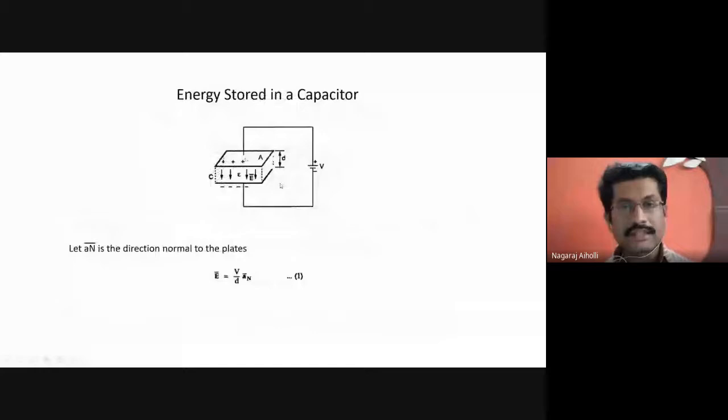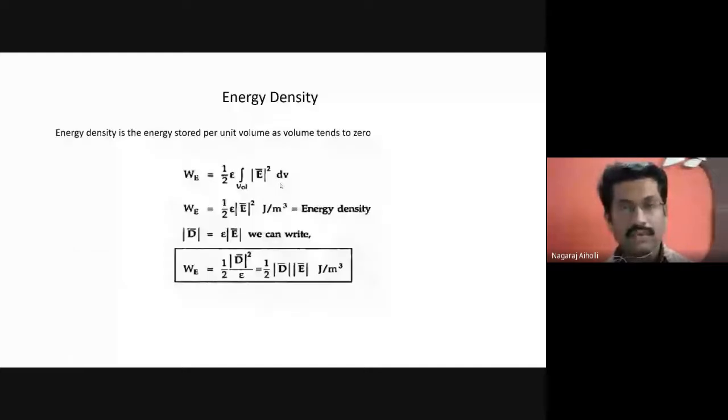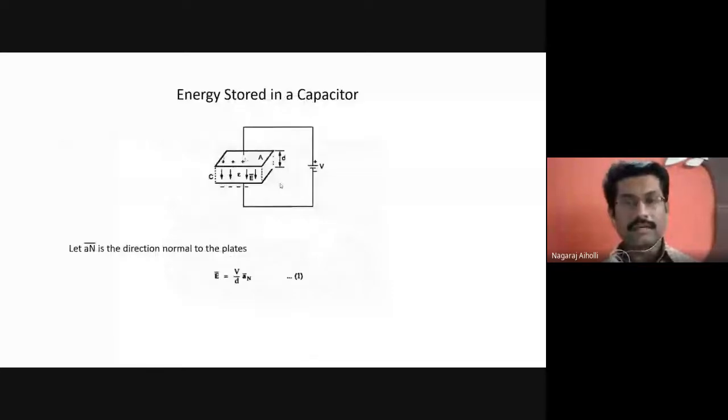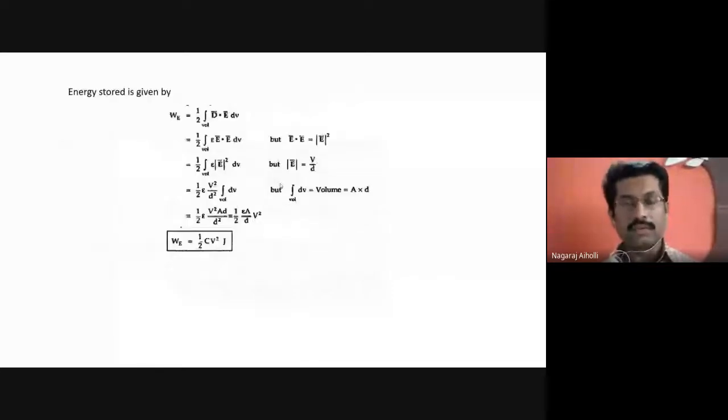Then we'll discuss energy stored in a capacitor, then the energy density equation, how to derive the energy density equation. Along with that, we'll solve an example on energy density and energy stored in the capacitor. So that will be the completion of module 2.